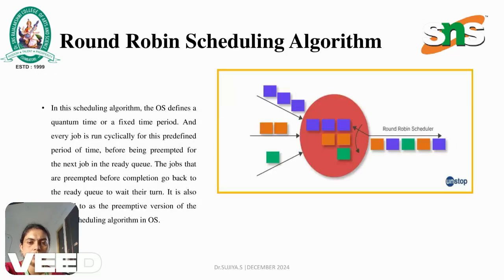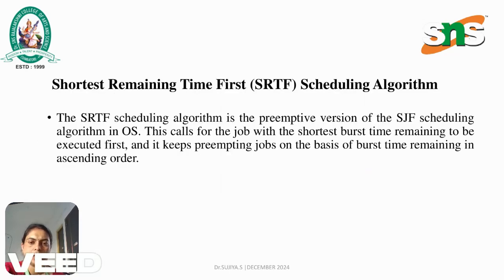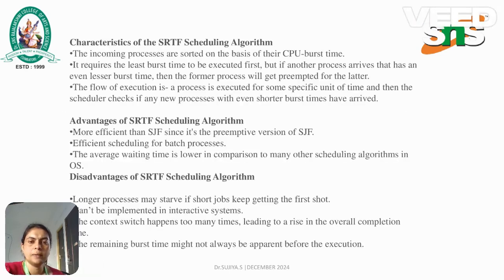In the round robin scheduling algorithm, the OS defines a quantum of fixed time period, and every job runs cyclically for this predetermined period of time. The shortest remaining time first scheduling algorithm is the preemptive version of the SJF scheduling algorithm. This calls for the job with the shortest burst time remaining to execute first, and it keeps preempting jobs on the basis of the burst time remaining in ascending order.